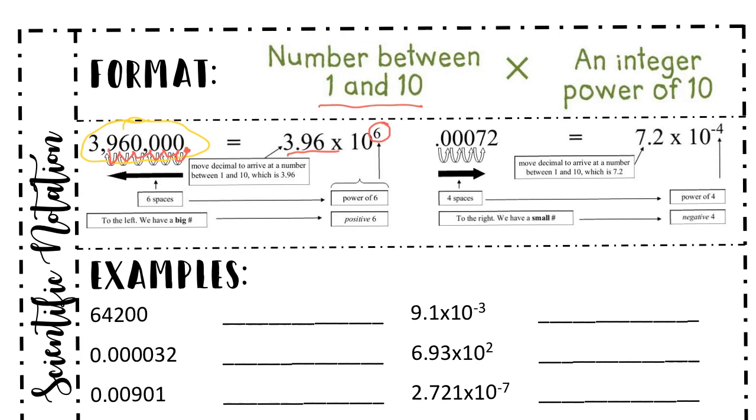Now let's look at the other side. If a number is small, smaller than 1, we're going to take our decimal point and move it 1, 2, 3, 4, again turning it into a number between 1 and 10, 7.2. Because we moved it 4 spaces, we're going to write the exponent as a negative number, because this number is much smaller than 1. We'll be actually using numbers that are very, very much smaller than 1 when we're in our chemistry class.